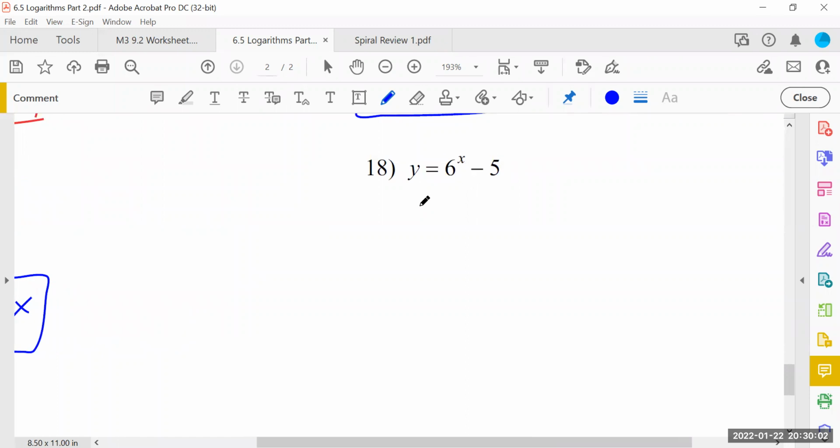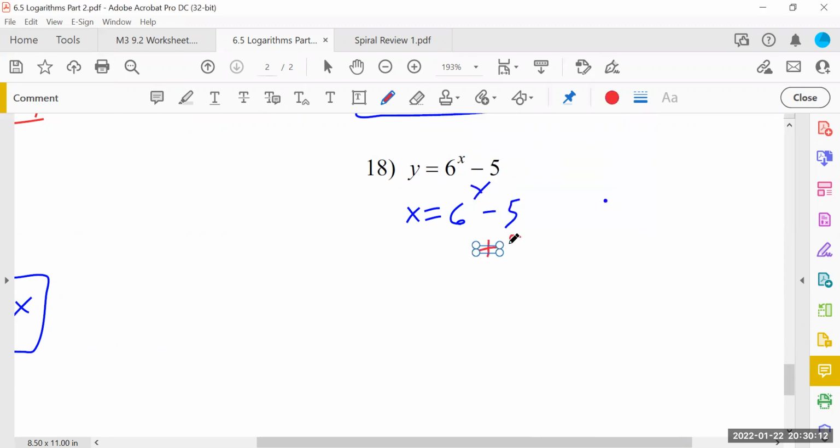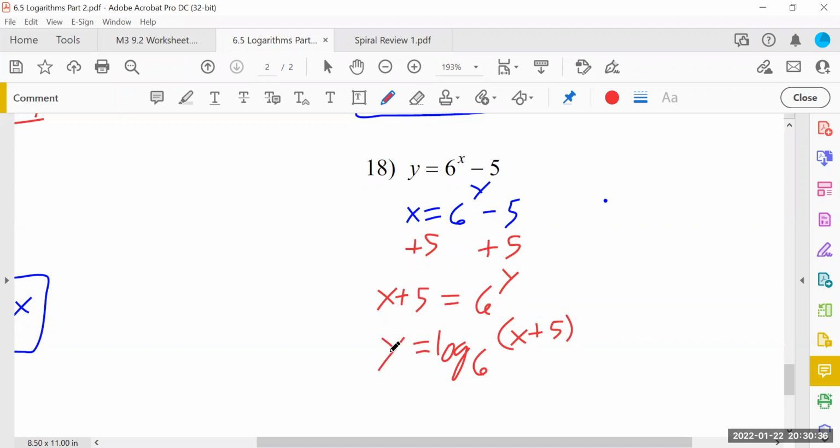18, I can swap the x and y right now. X is equal to 6 to the y power minus 5, but I need to get that 6 to the y power by itself before I can switch to log form. So I'm going to add 5 to both sides. Get x plus 5 is equal to 6 to the y power. 6 comes down. Log base 6 here of x plus 5 is equal to y. Again, whatever the exponent was is now what it's equal to.